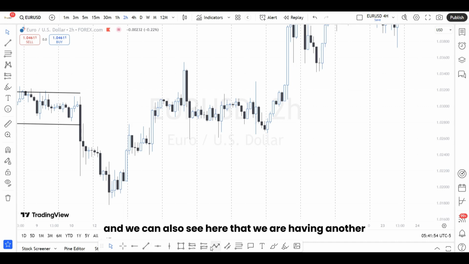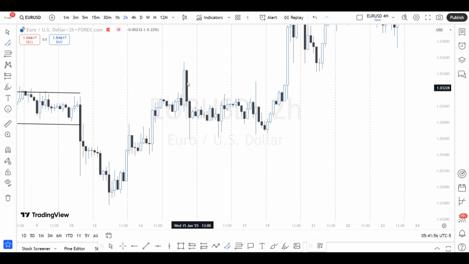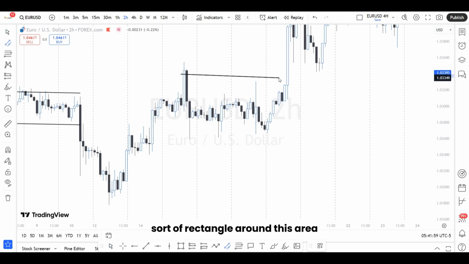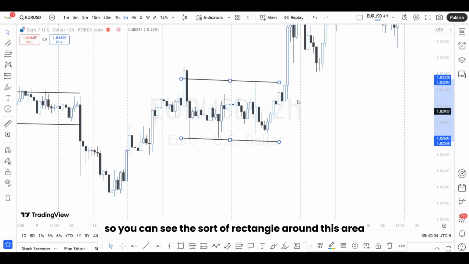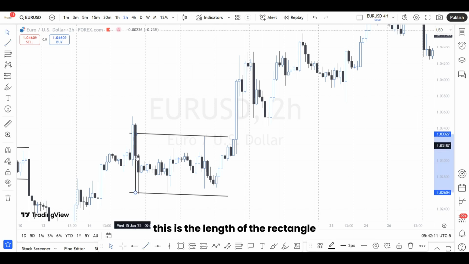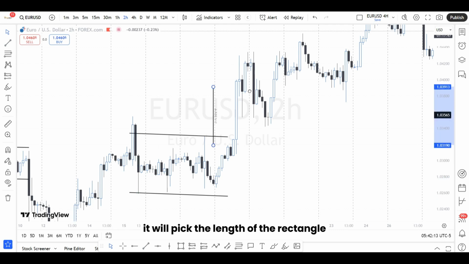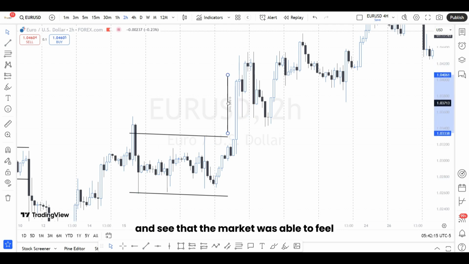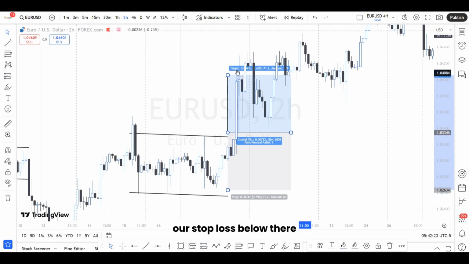And we can also see here that we are having another sort of rectangle around this area. The market broke it, and you can see, I told you the length of the rectangle. This is the length of the rectangle. If we pick the length of the rectangle, you see that the market was able to fill the length of the rectangle. So if we had entered our bullish entry here, our stop loss below there, you can see this is a very good 1:1 risk to reward, and would have hit take profits easily.